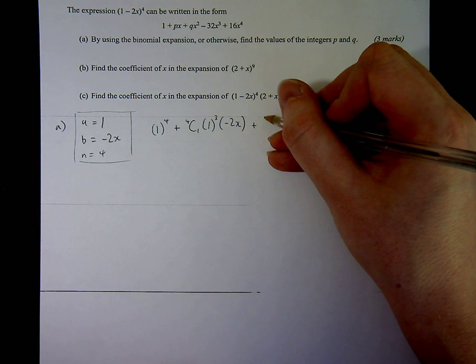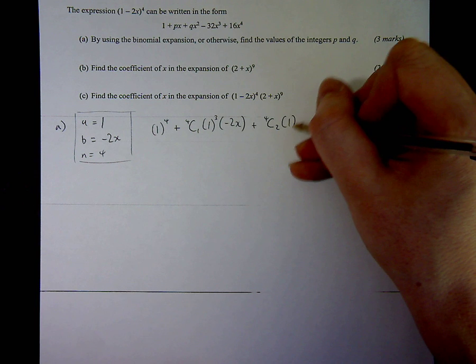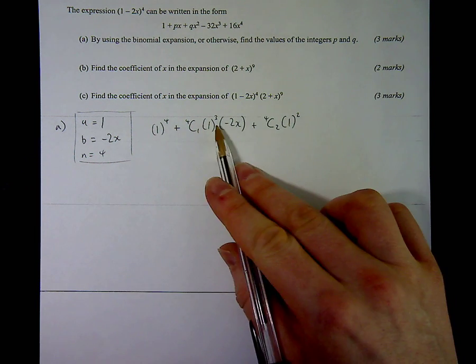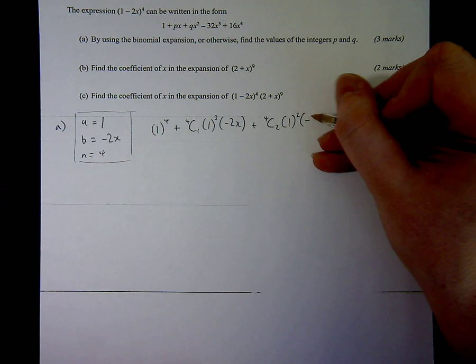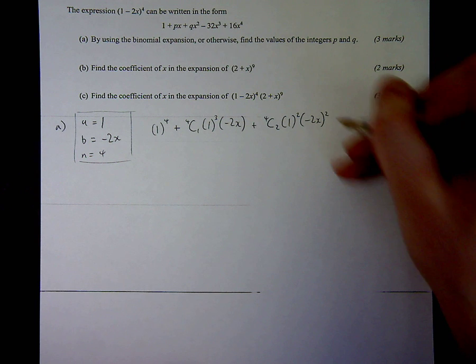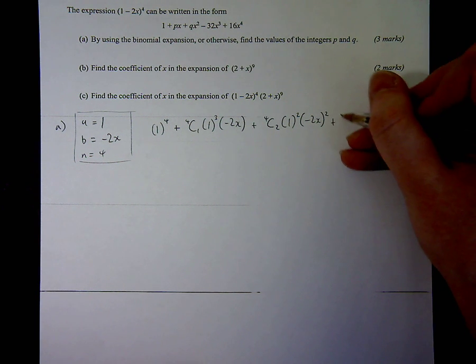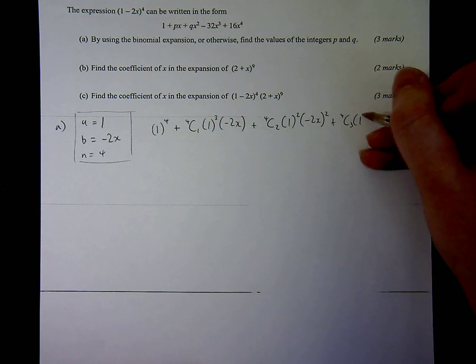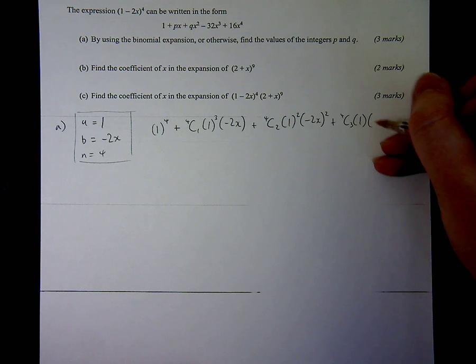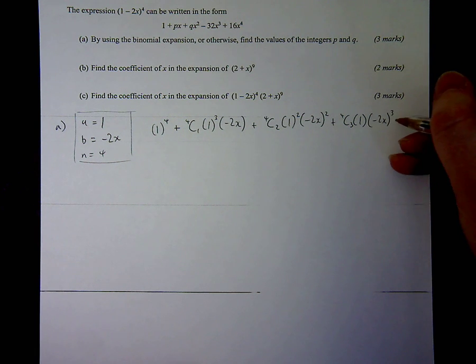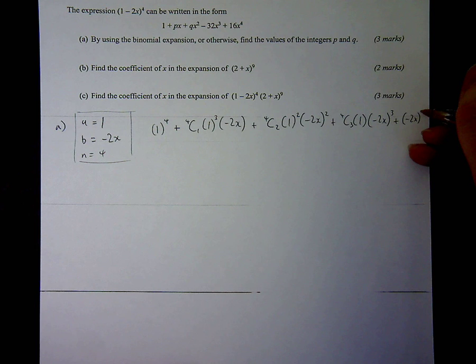Continue in that vein, 4 choose 2, reduce the power of a by 1 to 1 squared, increase b by 1, so also squared, plus 4 choose 3, 1 to the power 1, and negative 2x to the power 3, and finally negative 2x to the power n, which is 4.